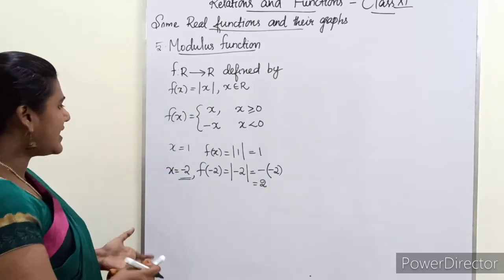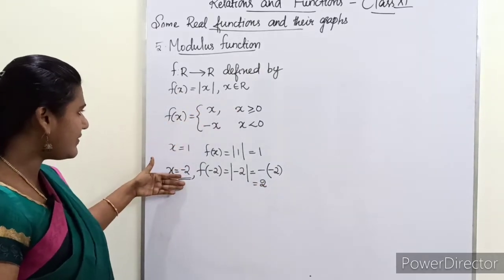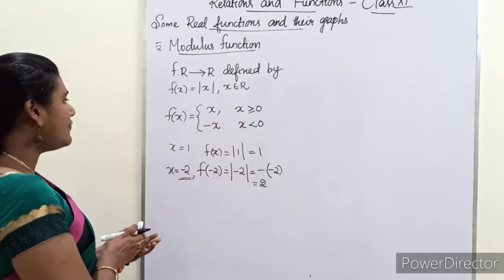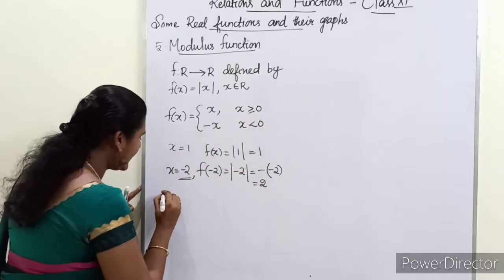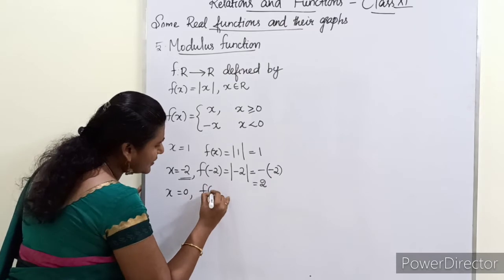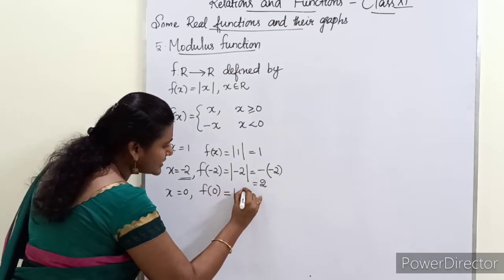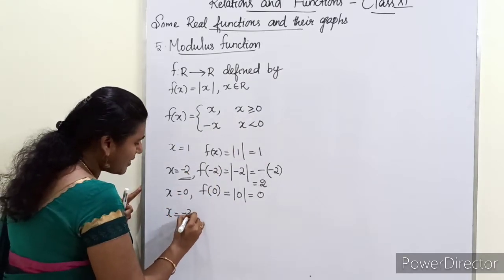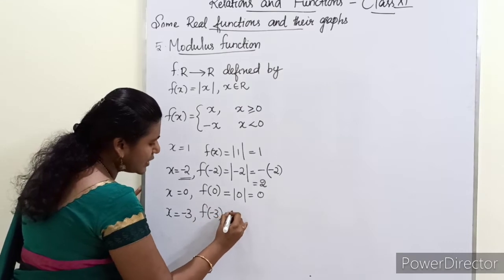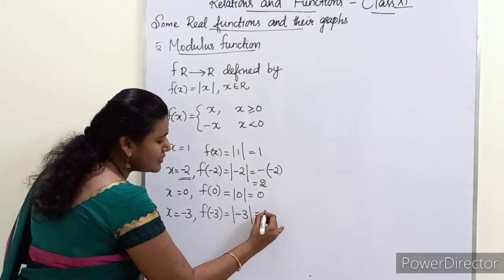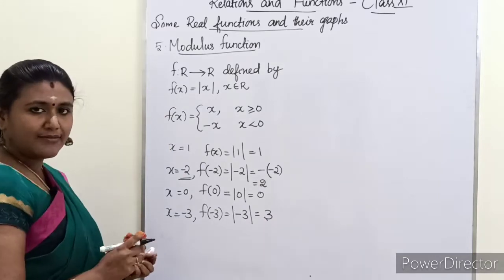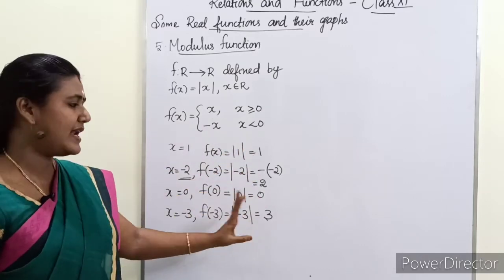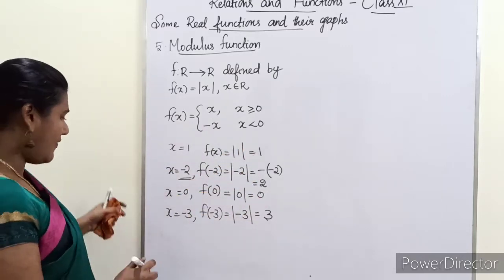So what we are getting here is that even if x is a positive value or negative value, f of x is always positive. And if you take x equal to 0, what will happen to the function? f of 0 is equal to modulus of 0, which is equal to 0. If you take another value, x equal to minus 3, then f of minus 3 is equal to modulus of minus 3, whose value is 3. So whatever the value of x, whether positive or negative, f of x will always be positive or 0. Now we are going to draw the graph of this function.